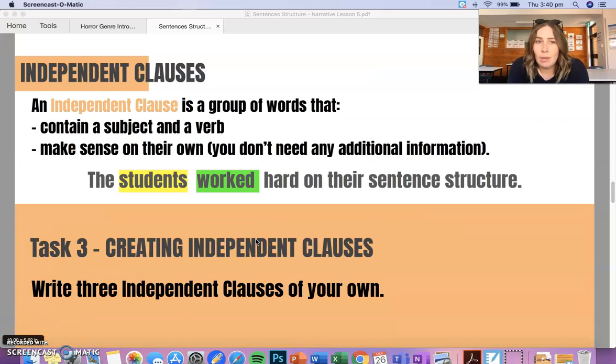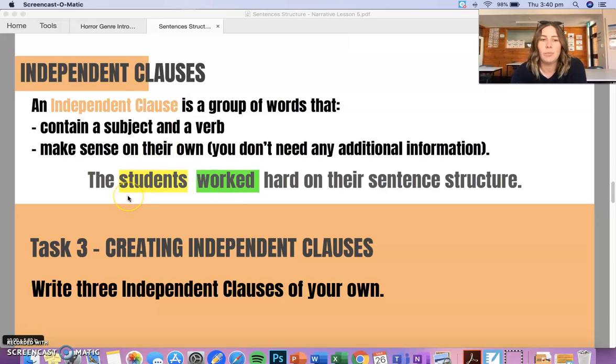So we've looked at clauses, we've looked at subjects and verbs, and we've looked at simple sentences, and we've looked at also sentence fragments. Now what we're going to have a look at is independent clauses. Now, independent clauses are a group of words that firstly contain a subject and a verb, and secondly, they make sense on their own. You don't actually need any additional information to understand them.